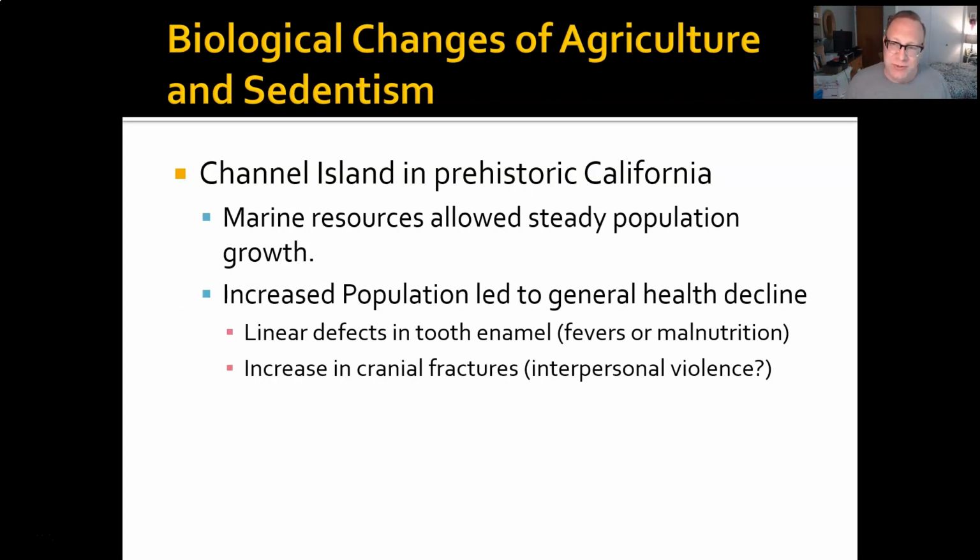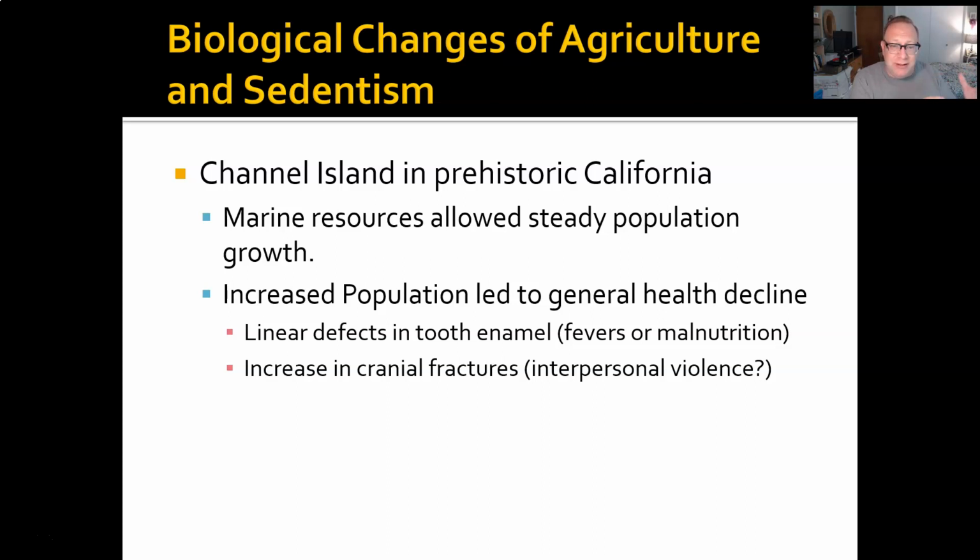And of course it doesn't make you stupid. It just leads to physical changes. One great example is on the Channel Islands in California in prehistoric times. We noticed there was a shift in population growth as marine sources became more and more plentiful there. Population steadily grew. Well, it's an island. It's a finite system, right?